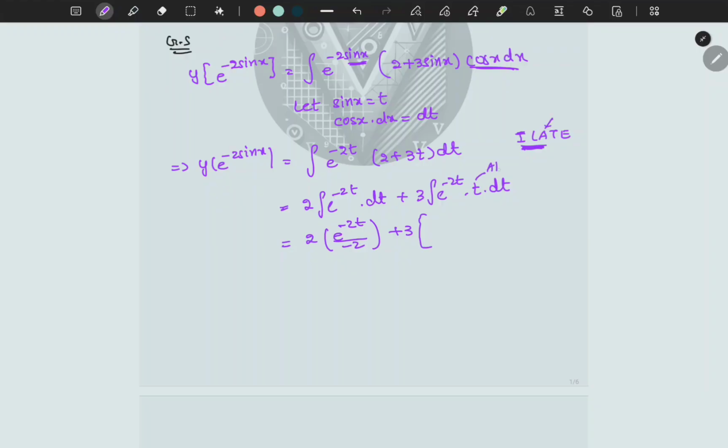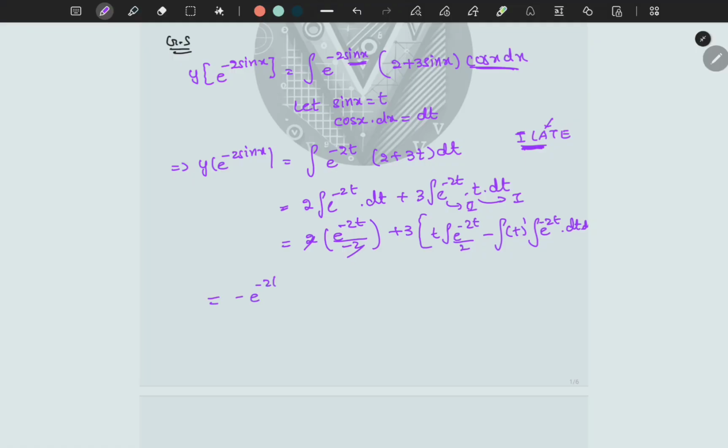This is an algebraic function and this is an exponential function, right? So with that understanding, what should be the first function? Yeah, so this should be the first function and this should be the second function. So what is the formula? It says t into integral of e power minus 2t, minus integral of the derivative of t, that is 1, into integral of e power minus 2t dt, whole dt, right? So this should be the answer.